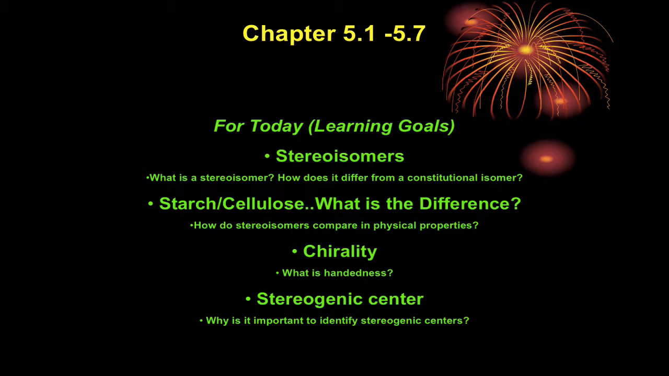So we're going to talk about some of those things, and then we're going to start talking about chirality. And chirality is handedness, right? My right hand is very different from my left hand, and very similar at the same time, right? Some of us are right-handed, some of us are left-handed, and there's a reason for that, okay? And then we'll talk about a stereogenic center, which is a point of chirality, if you will, and we're going to figure out how we can identify stereogenic centers within a molecule.